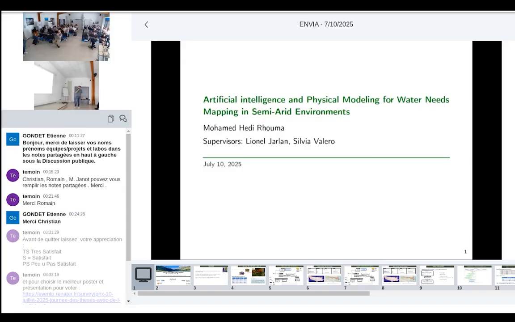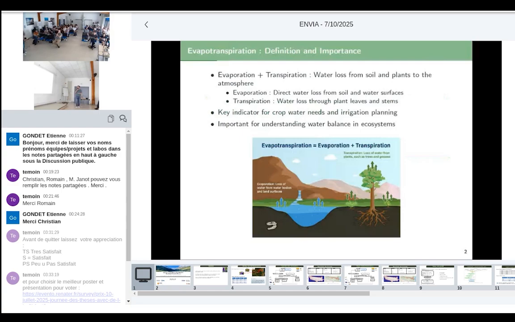And today, I will present my PhD subject: artificial intelligence and physical modeling for water needs mapping in semi-arid environments. To start with, the goal of my PhD is to estimate the evapotranspiration. Evapotranspiration combines two processes, evaporation and transpiration. Evaporation is the direct water loss from soil and water surfaces, and transpiration is water loss through plant leaves and stems. Why is evapotranspiration important?